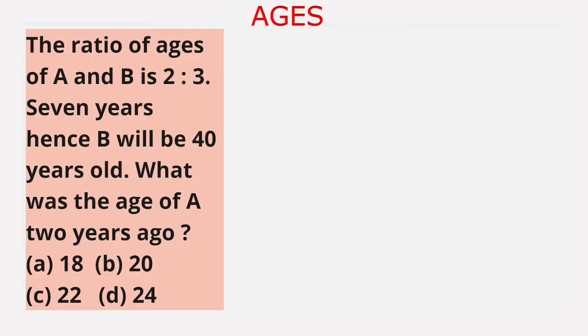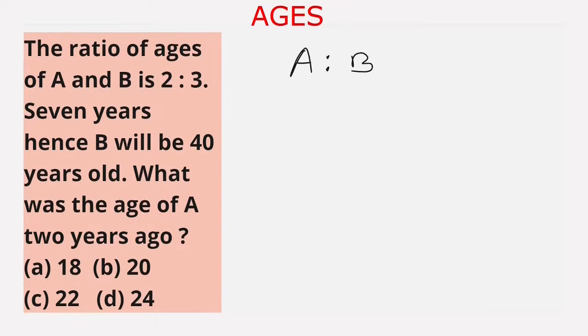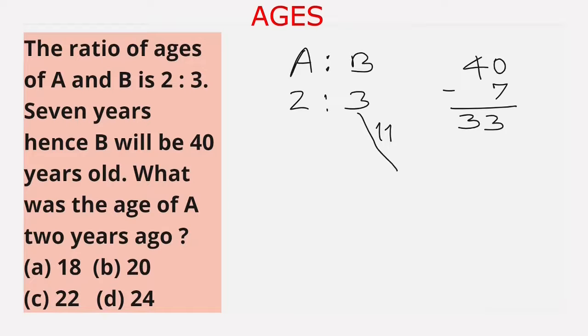Now we solve this question to understand whatever I have solved orally. A ratio B is 2:3. Now the age after 7 years will be 40. So for the present age, we subtract 7 from 40 and we get 33. This is the age of B. So if we divide 33 by 3, we get 11. So 11 multiplied by 3 gives us 33.